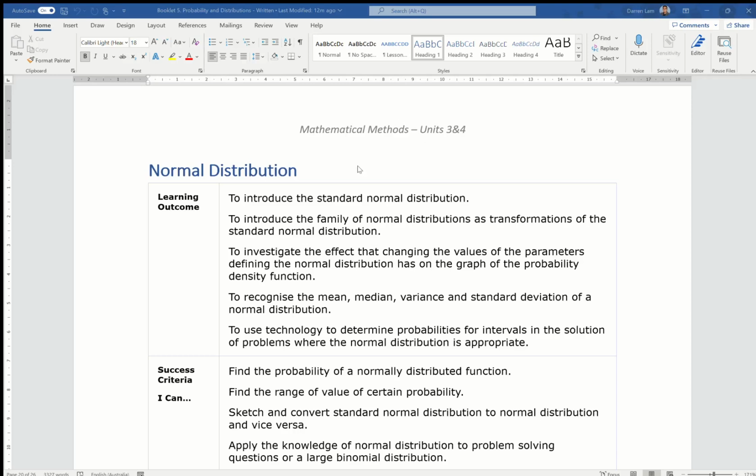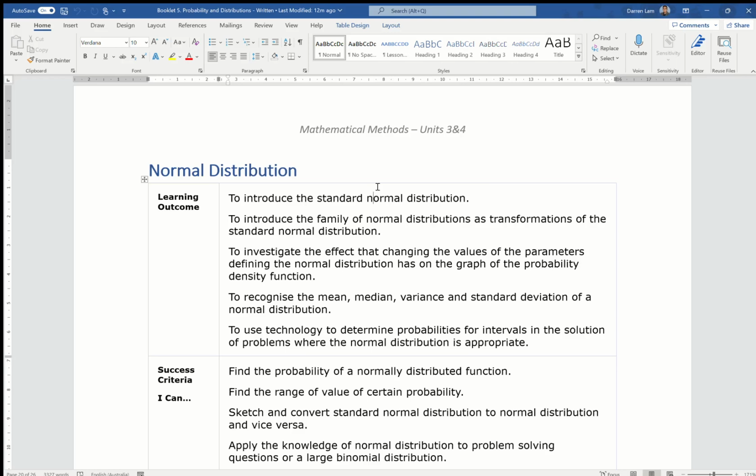Introduction to exercise 16A on the normal distribution. We're going to introduce a standard normal distribution as well, which is something slightly different. But the standard normal distribution, we're going to introduce the family of normal distributions as transformations of the standard normal distribution. That will come out later, probably in exercise 16B.